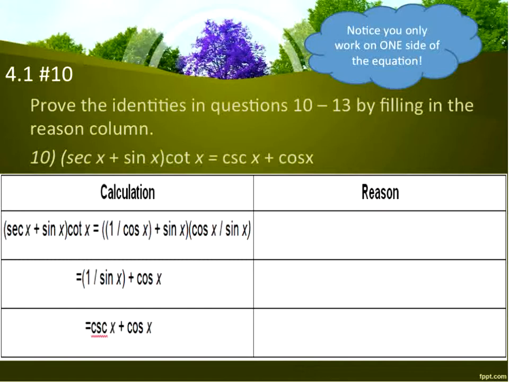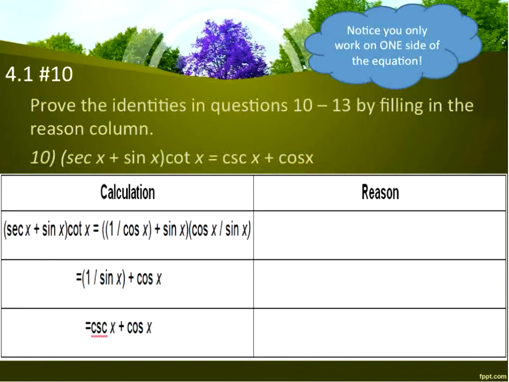This is number 10 on your checkup. Some of you guys have already turned these in, which is fine, but it's always a good idea to check your steps anyway. So this time it's telling me secant x plus sine x times cotangent x equals cosecant x plus cosine x.